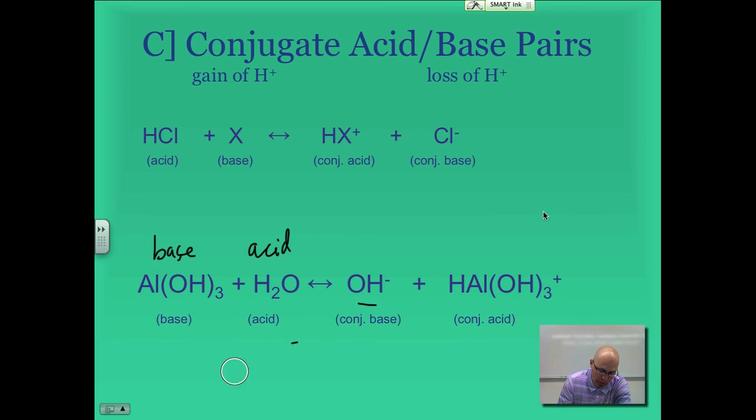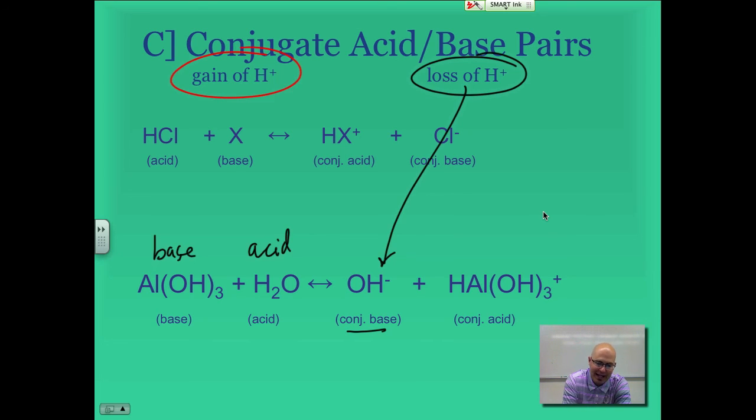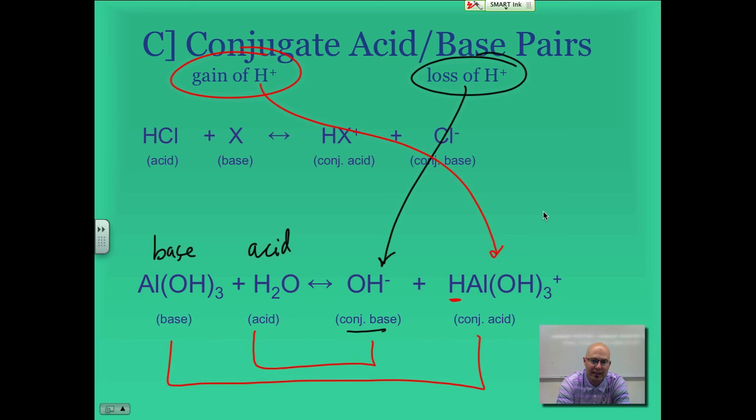Anyhow, what are these things? Well, this one is the one that has lost the H, so notice it's the conjugate base. And the one that has gained the H is this one, right there, so that's the conjugate acid. If I talk about my pairs, the base goes with the conjugate acid and the acid goes with the conjugate base. So there's conjugates.